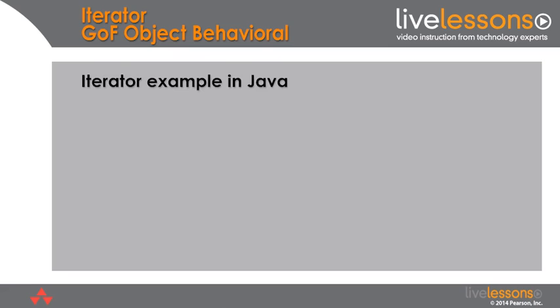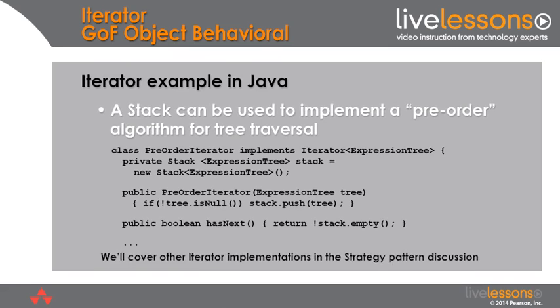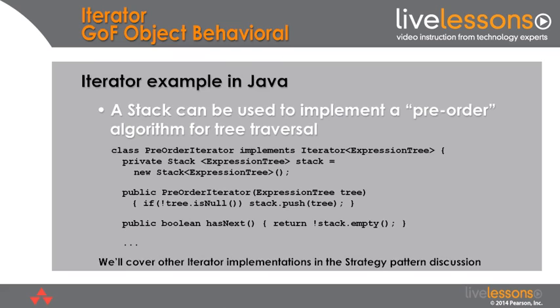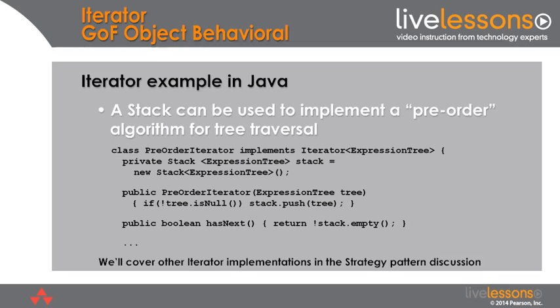Here's an example of how we could implement and apply the iterator pattern in Java. We're going to use a stack to implement a pre-order traversal algorithm for going through each element in our expression tree one at a time. We'll also talk about other iterator implementations later when we get to the strategy pattern. Pre-order iterator implements the Iterator interface parameterized with the expression tree, and we also maintain a stack of expression trees that we'll use to emulate the recursion using an iterative approach.